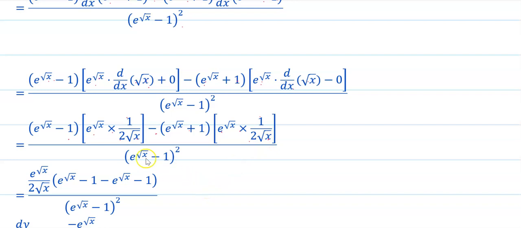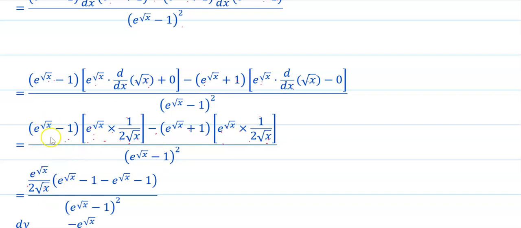Now see this here, simplification. Now here, e raised to root x upon 2 times root x. Take e raised to root x upon 2 times root x from this term and this term as common. आपण काय केलं तर कॉमन घेतलेलं आहे.